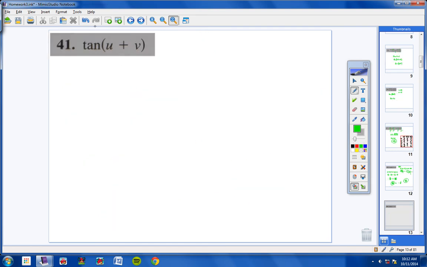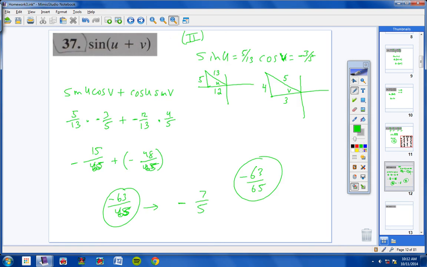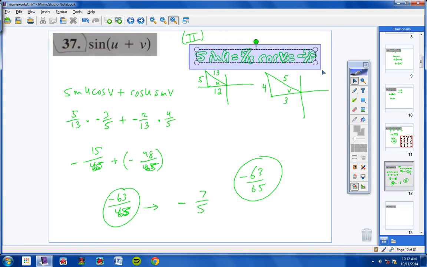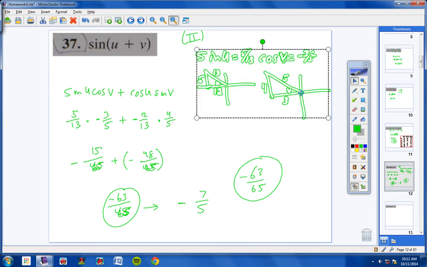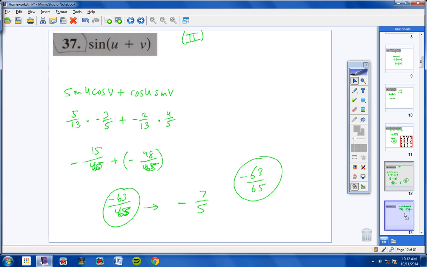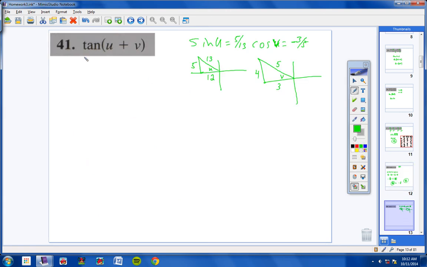Number 41, let's go back a page. Let's drag this whole thing over to the next page so we can use all this information. Okay, there we go. So we have tangent of u plus v. Now your trig identities say that would be tangent of u plus tangent of v all over 1 minus tangent u tangent v.